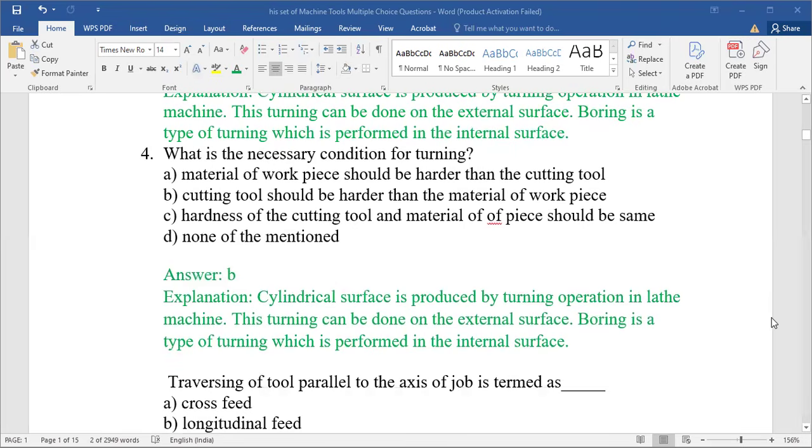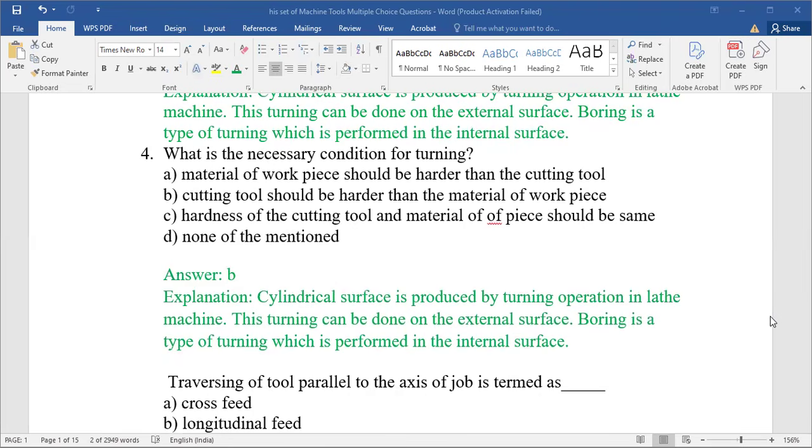Next, the fourth one: what is the necessary condition for turning? The first option, material of workpiece should be harder than the cutting tool. See here, this fourth one is very important. What is the necessary condition for turning? Material of workpiece should be harder than the cutting tool.